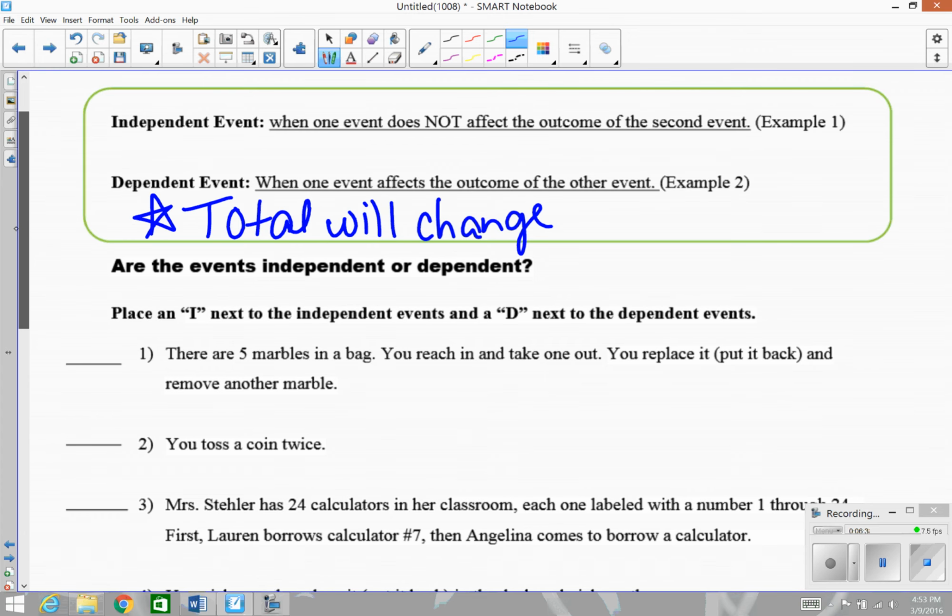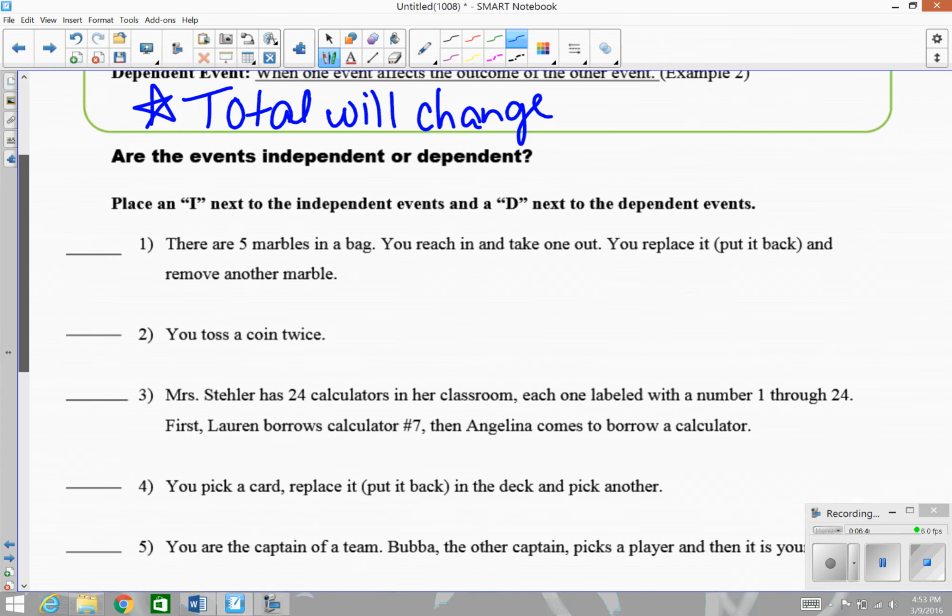It says place an I next to the independent events and a D next to the dependent events. It says there are 5 marbles in the bag. You reach in, take one out, then you put it back and remove another marble. So did your total change when you picked the first one and put it back? Well, no. If you put it back, then your total number of marbles is still 5. So we would say that this is independent.